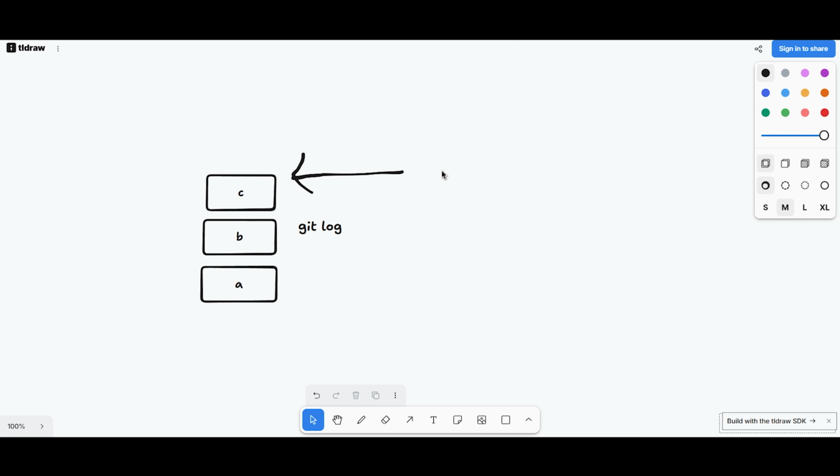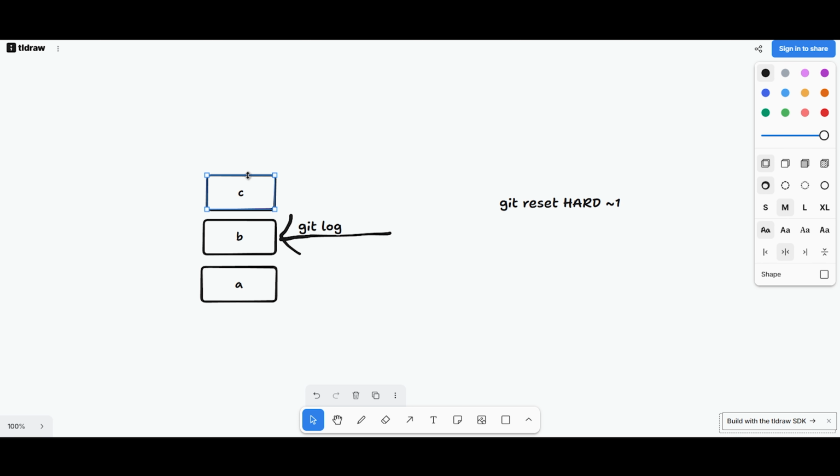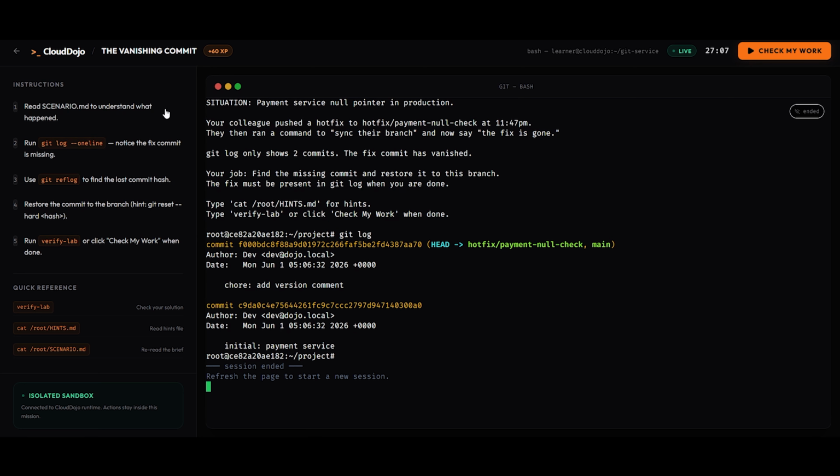But if I do this particular thing, that is git reset --hard one, it will pick our pointer from here. It will start pointing to B. C commit will be gone permanently, right? This commit won't be there. So now we have deleted this particular commit, and this is the history that git log is showing, and this is the same situation we are in right now.